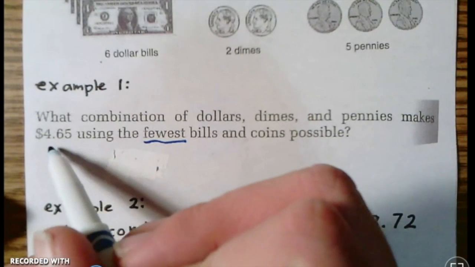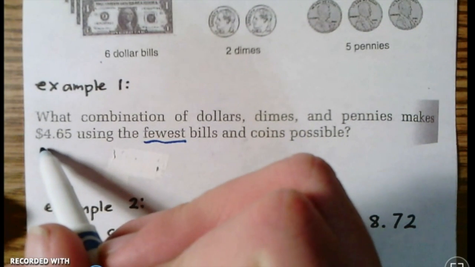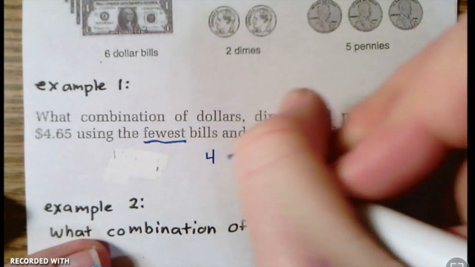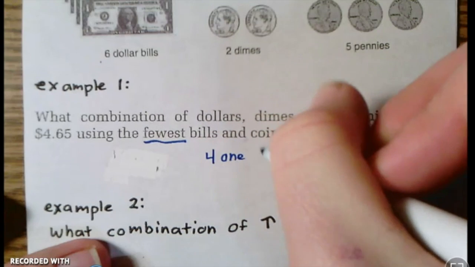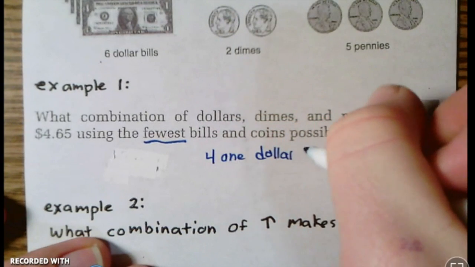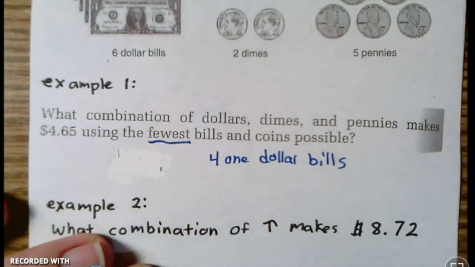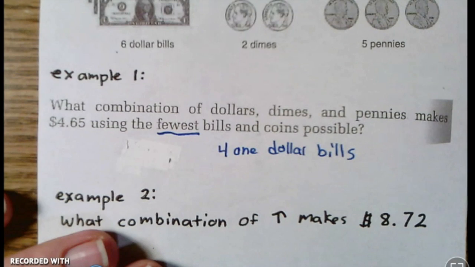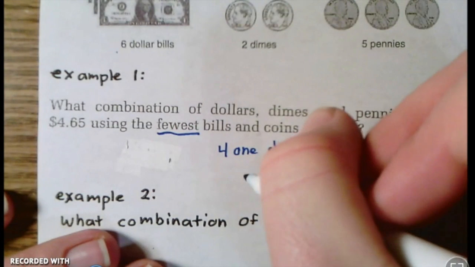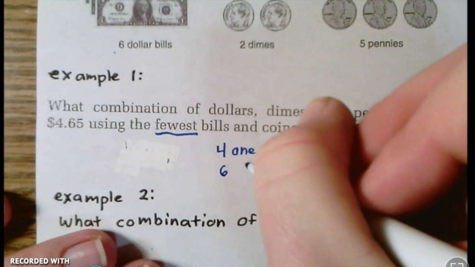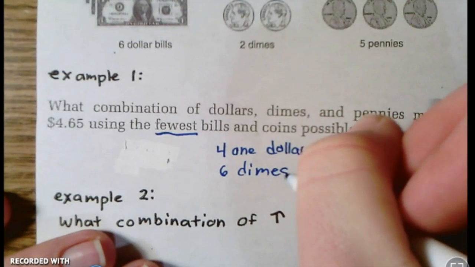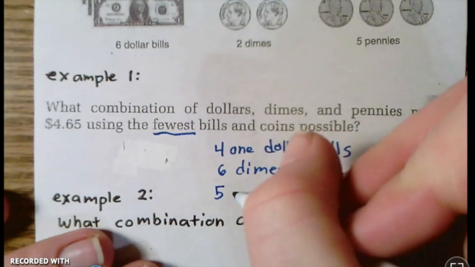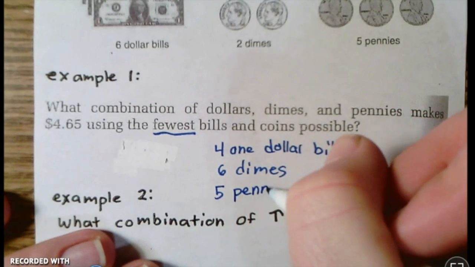So in this case, I'm going to start here. The 4 is in the ones place. So I know that I would need 4 $1 bills. And the 6 is in the tenths place, and a dime is worth 1/10. So I would need 6 dimes. And the 5 is in the hundredths place, and so I know that I would need 5 pennies.